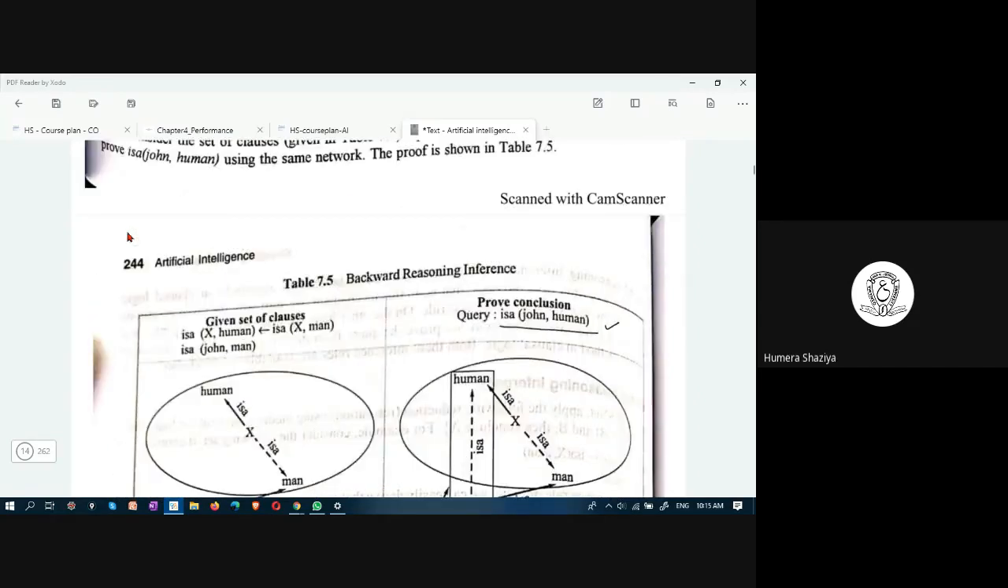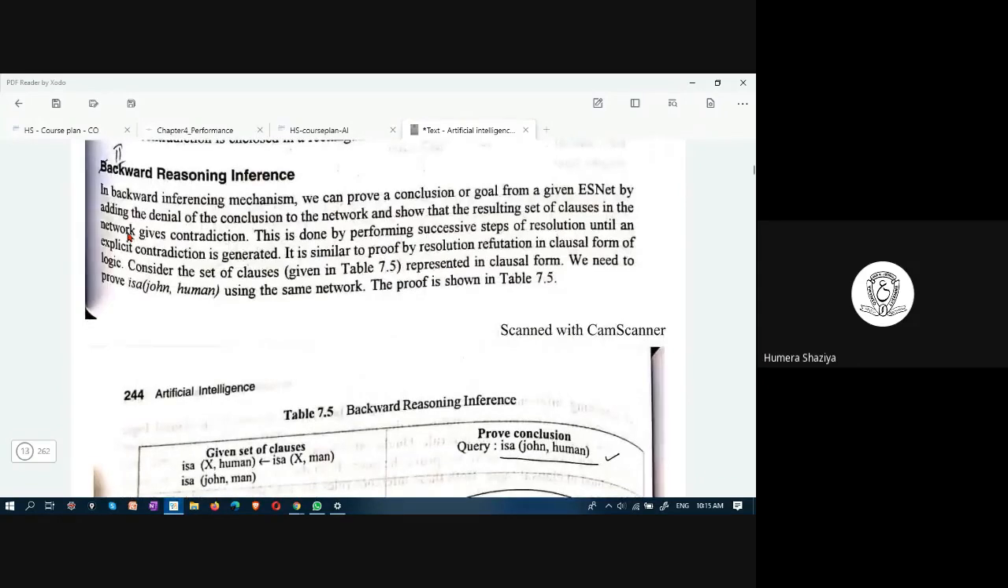How is it proved? Through resolution refutation. What do you mean by resolution refutation? It means that the query is proved through contradiction. We can prove a conclusion or goal by adding the denial of the conclusion. Denial of the conclusion implies that we are making it false in the beginning. And later, if we could derive the conclusion from the set of clauses, we say that we have proved it by contradiction.